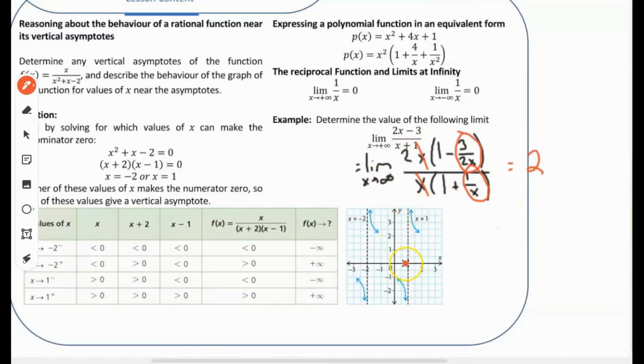So what does that mean? It means as our value of x approaches either positive infinity or negative infinity, it approaches the value y equals 2. So y equals 2, in this case, is a horizontal asymptote. And that is going to be our strategy for finding horizontal asymptotes. And you'll always get a horizontal asymptote as long as the numerator is a power of the same degree or lower.